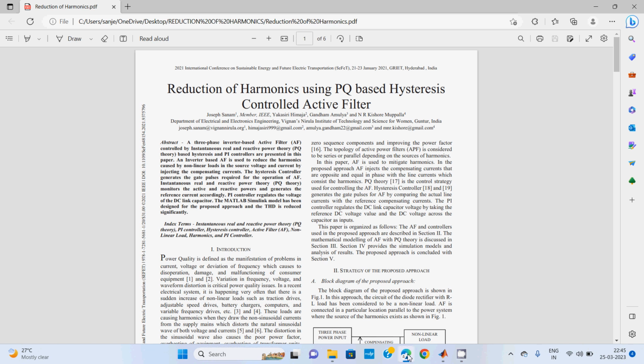So in present days we are facing so many power quality issues at the distribution terminal side. The burden of the non-linear load can affect the sending end currents. So, in order to reduce the burden, we are proposing a hysteresis current control based active filter in order to minimize the harmonics.